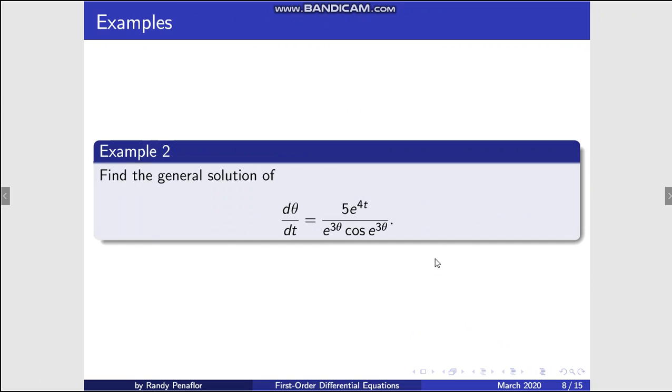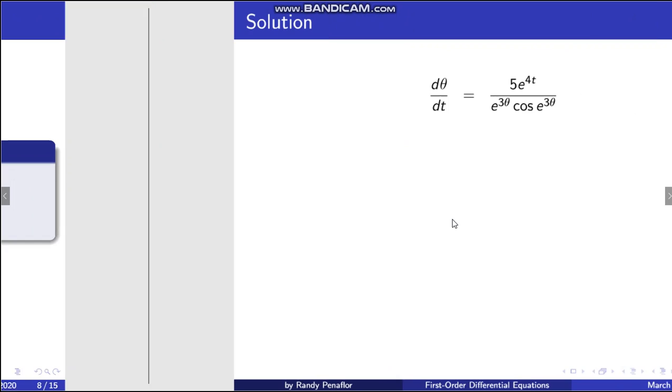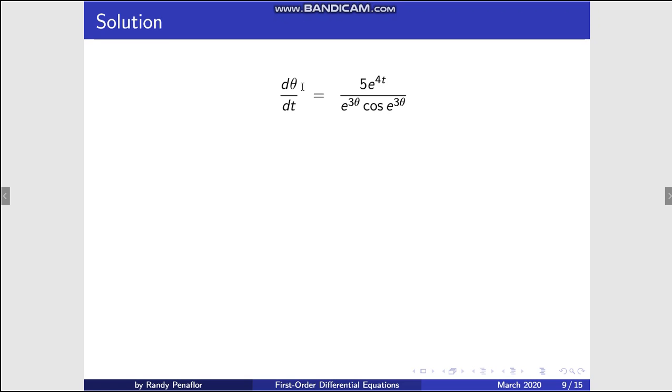Let us now proceed to example 2. Find the general solution of d theta over dt equals 5 e to the 4t over e to the 3 theta cosine e to the 3 theta. Observe that this is also a separable equation. Cross multiplying, we get e to the 3 theta cosine e to the 3 theta d theta equals 5 e to the 4t dt. Observe that in this equation, the variables are already separated. Hence, we can now integrate each side.